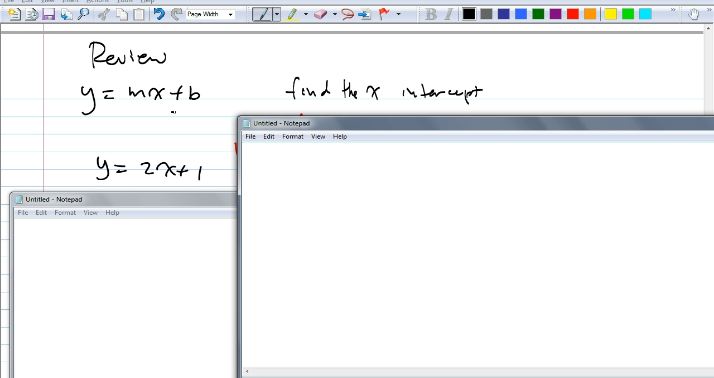Yeah, where the line goes through the x-axis, right? And it says find the x-intercept. John, do you remember how to find the x-intercept? You plug in y equals 0. Do you guys remember why we plug in y equals 0 to find the x-intercept? Because that's the key for learning today's lesson. Why do we plug in y equals 0?